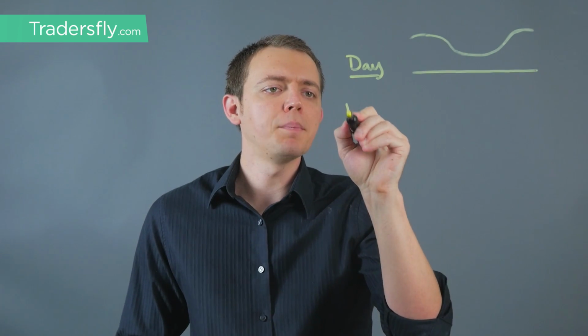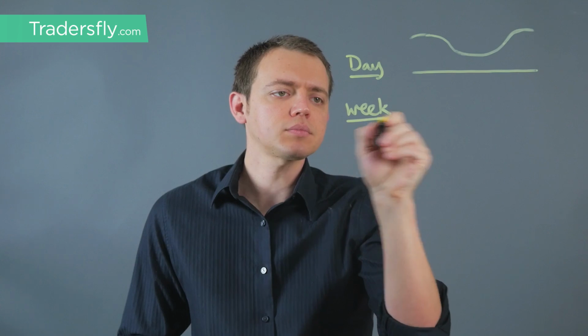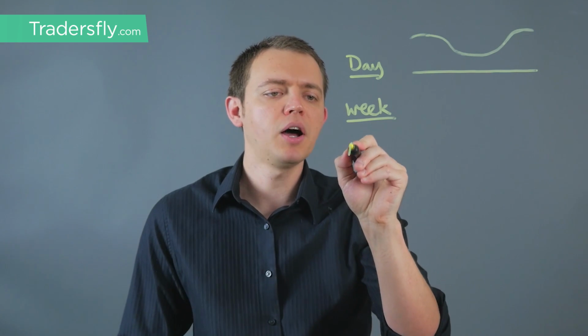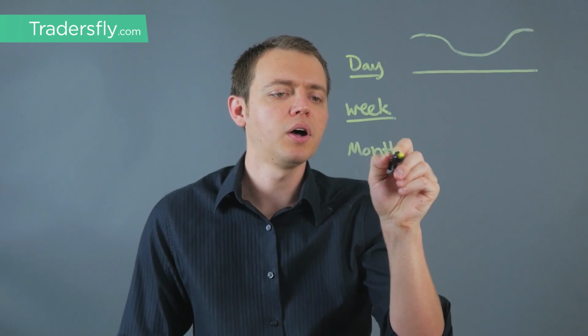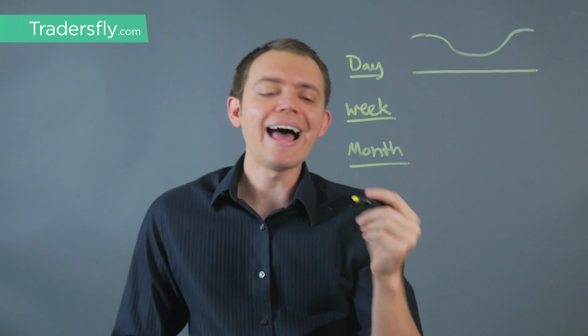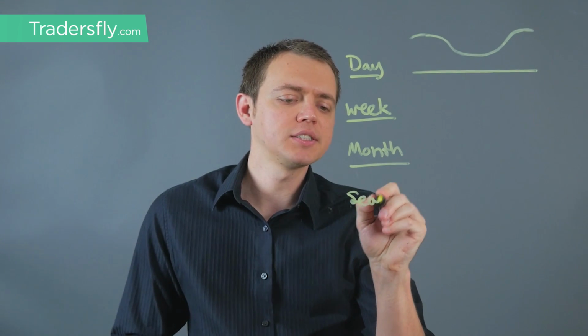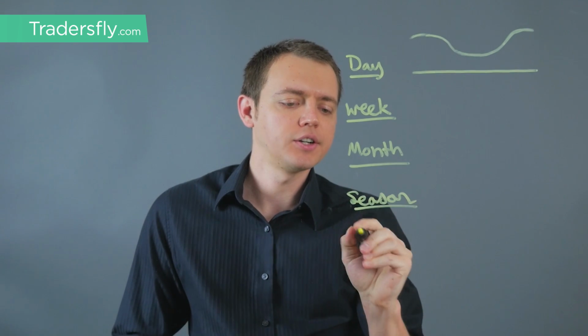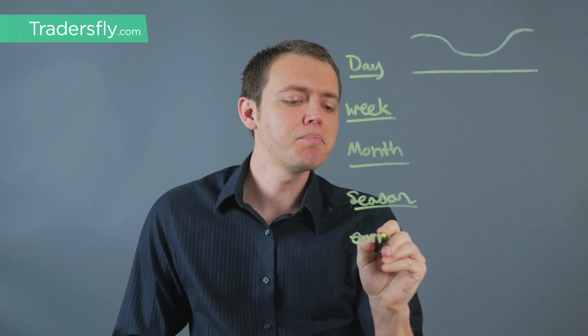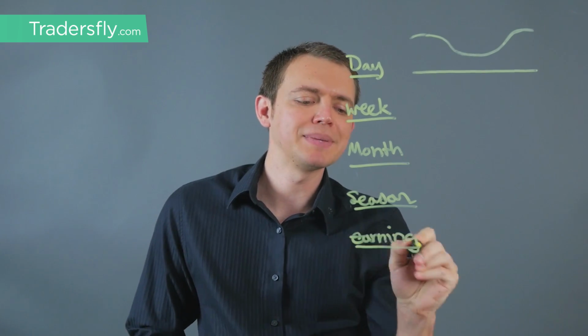You also have a meta pattern for the week. Okay, it could also be towards the month, right? There's a meta pattern for the month. You also have seasonality meta patterns. So based on the season, okay, there's also earnings. There's many meta patterns, right? I'm just giving you some examples.